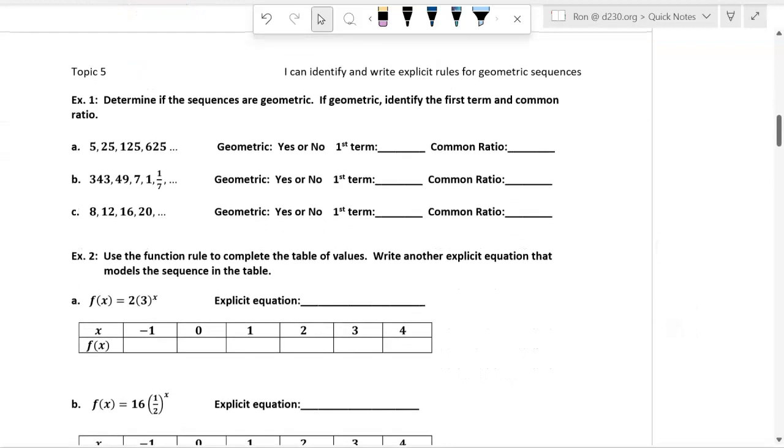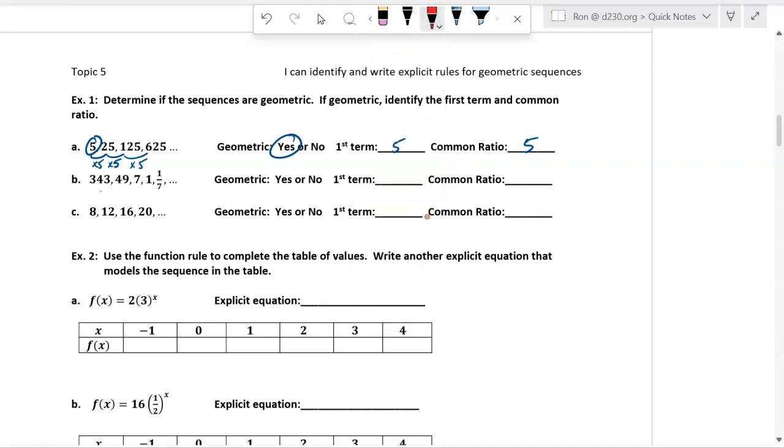All right, so let's look here at a couple of things. How do we look for if it's geometric or not? Well, here's the sequence given to me. From 5 to 25, 25 to 125, 125 to 625, what do we do? Well, 5 times 5 is 25, 25 times 5 is 125, times 5 is 625. Are we multiplying by the same number each time? Yes. What's our first term? Our first term is 5. And our common ratio, what are we multiplying by each time, is 5.